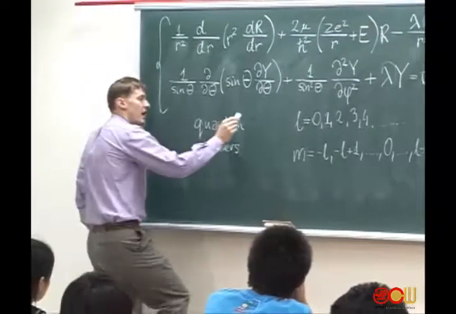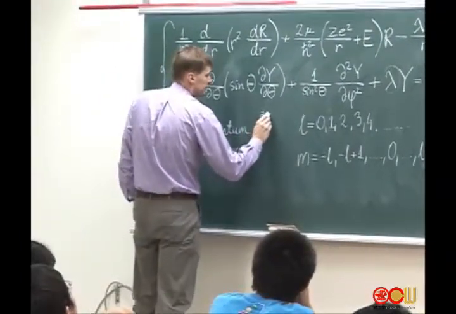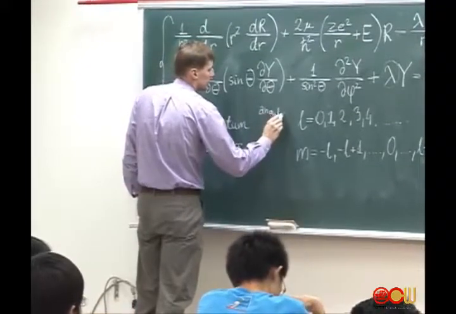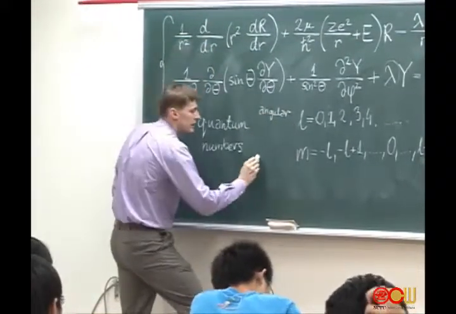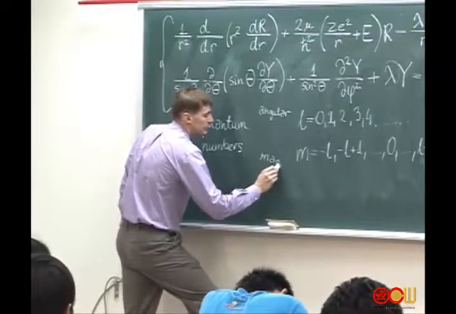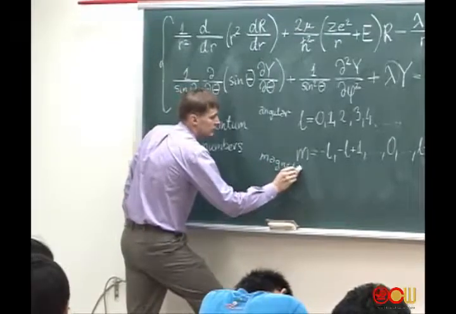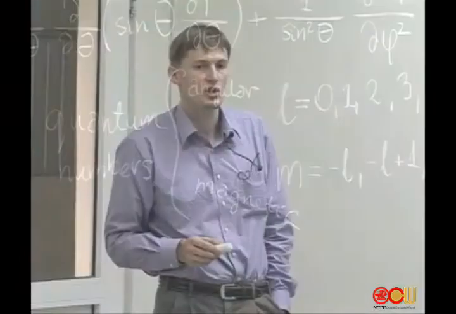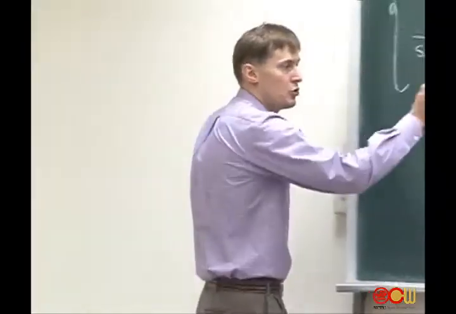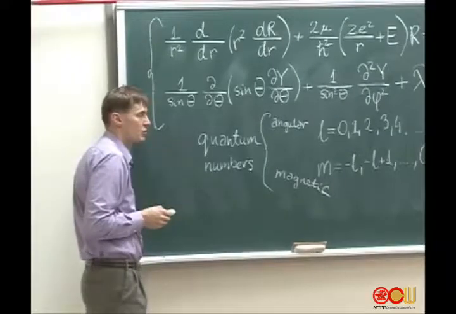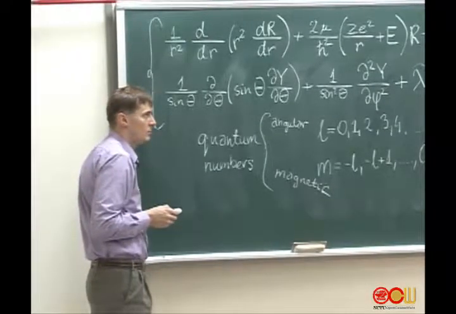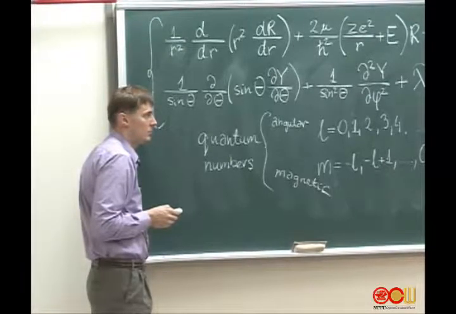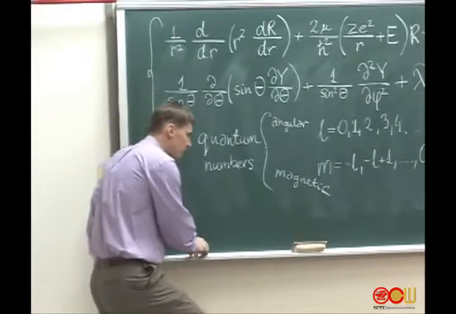This is called angular quantum number, and these are called magnetic quantum number. The equation does not always have a solution. It has a solution only if these two numbers have special values. Good. Now there is another problem.